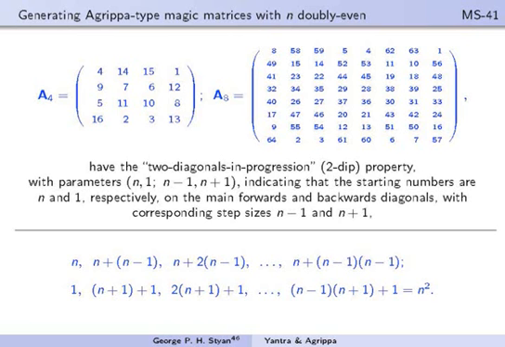We call this two diagonals in progression property 2-dip. The parameters are n and 1 for the top left and upper right corners, and n minus 1 and n plus 1 for the 2 gap sizes. As you go down the main forwards diagonal of A4, you see a gap size of 3, which is 4 minus 1. And as you go down the main backwards diagonal, the gap size is 5, or n plus 1.